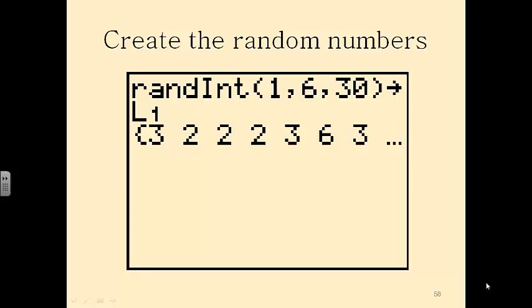Now we're going to do a random integer between 1 and 6. The comma's up above the 7. So we're saying we're going to pick a random integer between 1 and 6 to simulate the dice, and then comma, 30 times. And we're going to store that. See the little arrow there? We're going to store that into list 1. Store is directly above the on button, so we hit that and then press second list 1, and that is going to store our data into list 1.